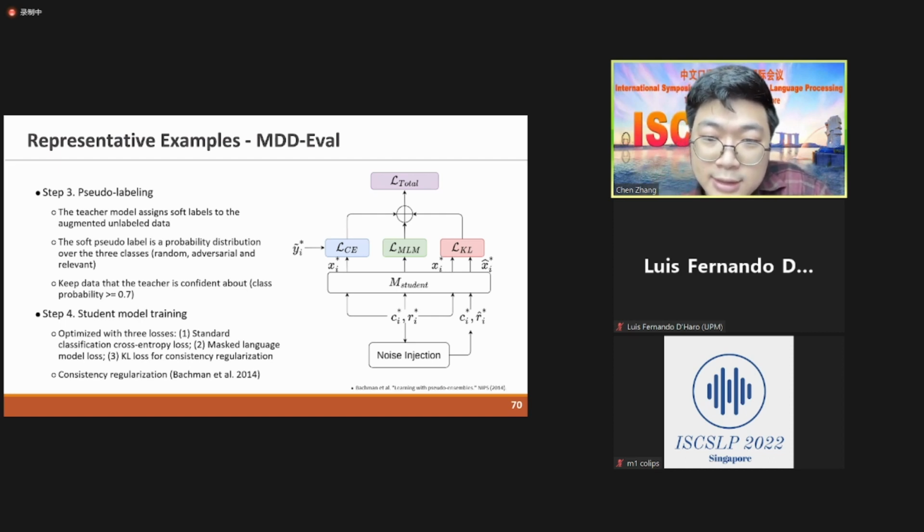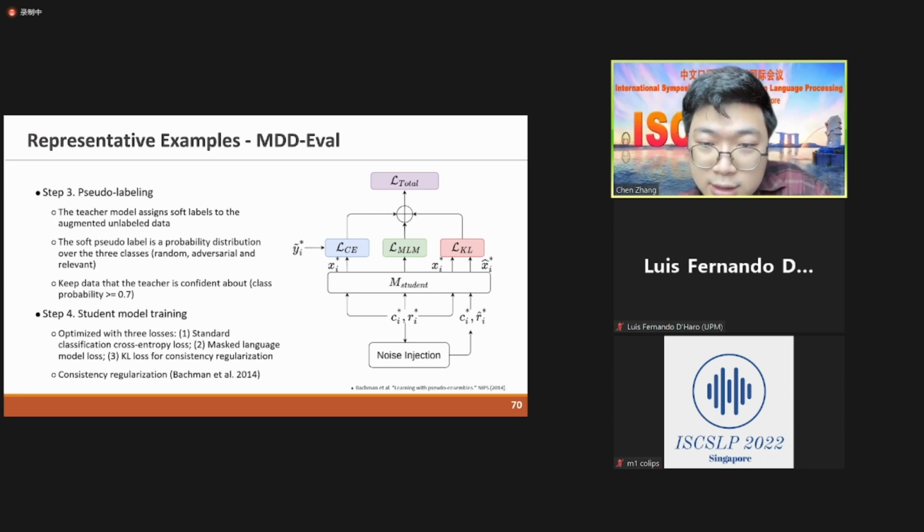For example, if it thinks that the response is relevant 70% of the time, we keep the data. So we filter out those low-confidence samples. In this way, I obtain a large-scale pseudo-labeled dataset.